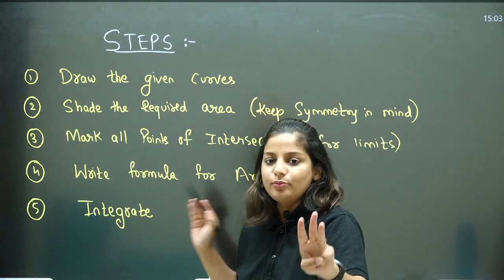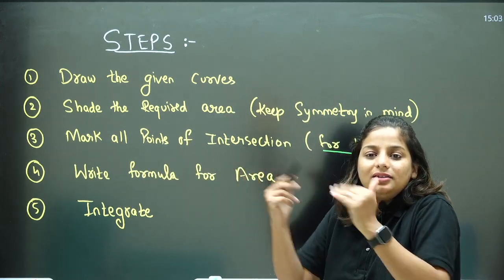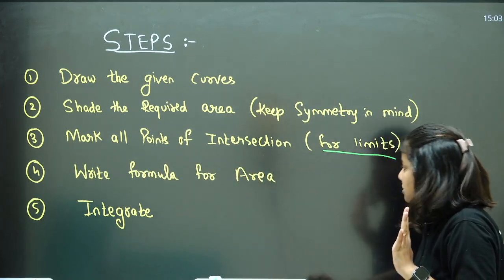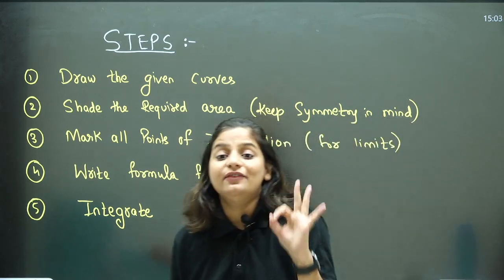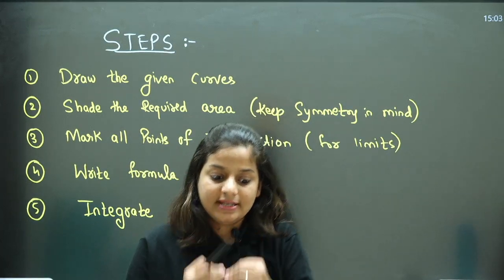Mark, find whatever points. That point of intersection is going to help you decide from where to where to integrate. What is the limit of integration? Fourth one, write the formula for area. Now this is going to be the most crucial step. What is the formula for area?